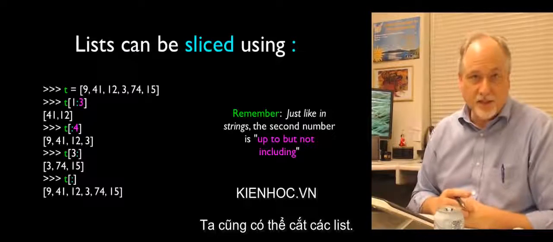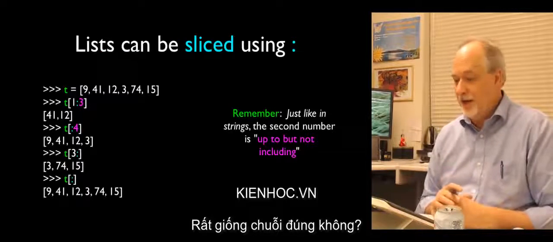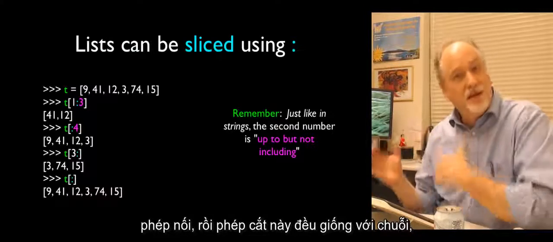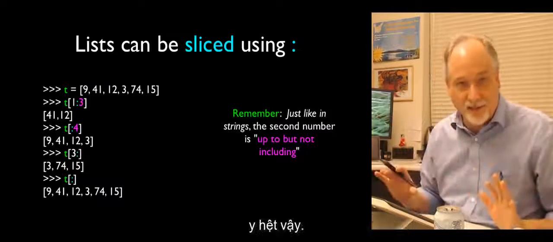We can also slice lists. Feels a lot like strings, right? Everything's kind of like strings. For loops like strings, concatenation like strings, and now slicing like strings. And it is exactly the same.